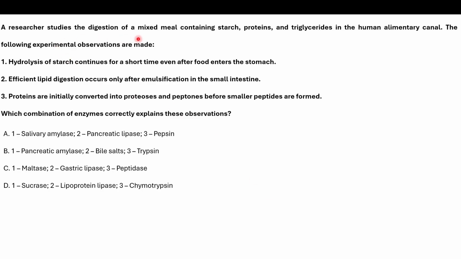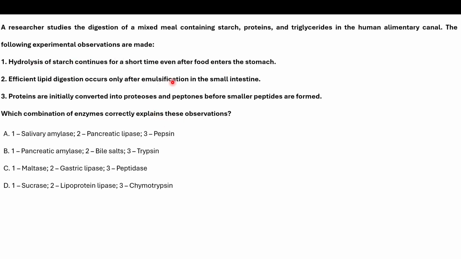A researcher studies the digestion of a mixed meal containing starch, proteins, and triglyceride in the human alimentary canal. The following experimental observations are made. Hydrolysis of starch continues for a short time even after food enters the stomach. Efficient lipid digestion occurs only after emulsification in the small intestine. Proteins are initially converted into proteoses and peptones before smaller peptides are formed. Which combination of enzymes correctly explains these observations?